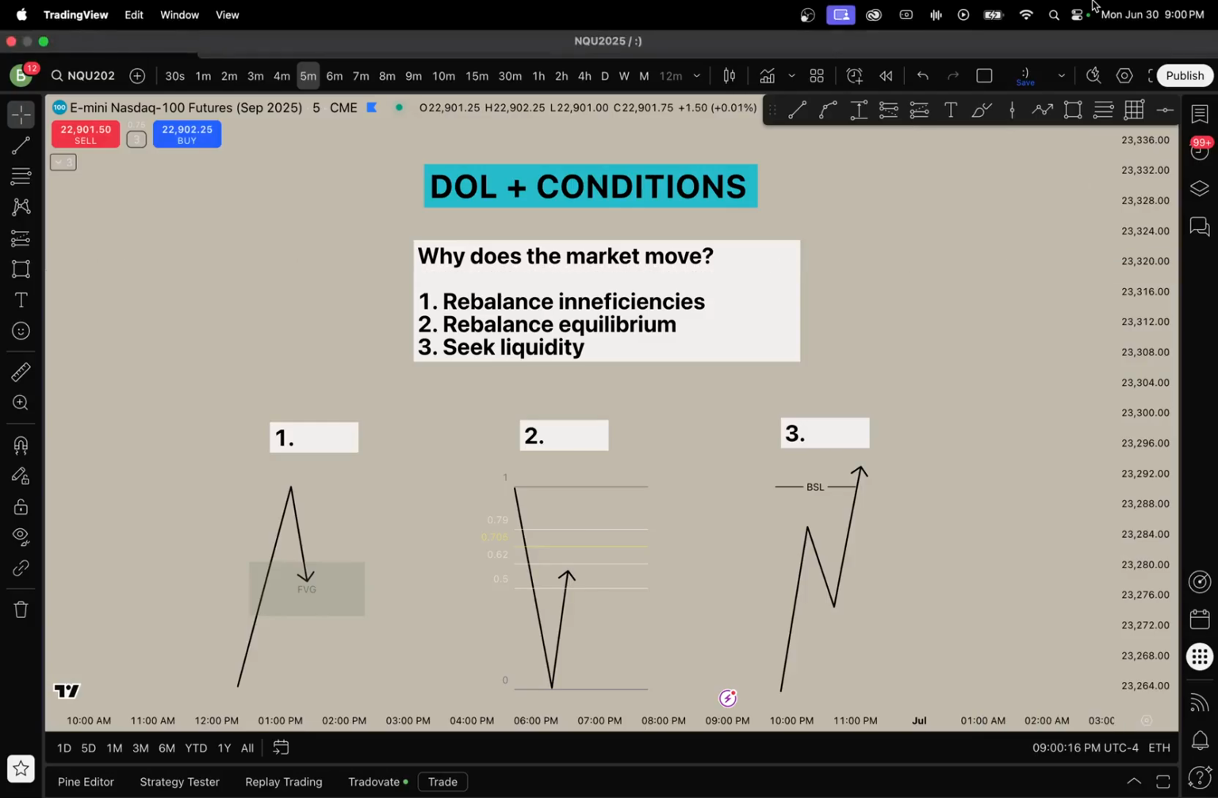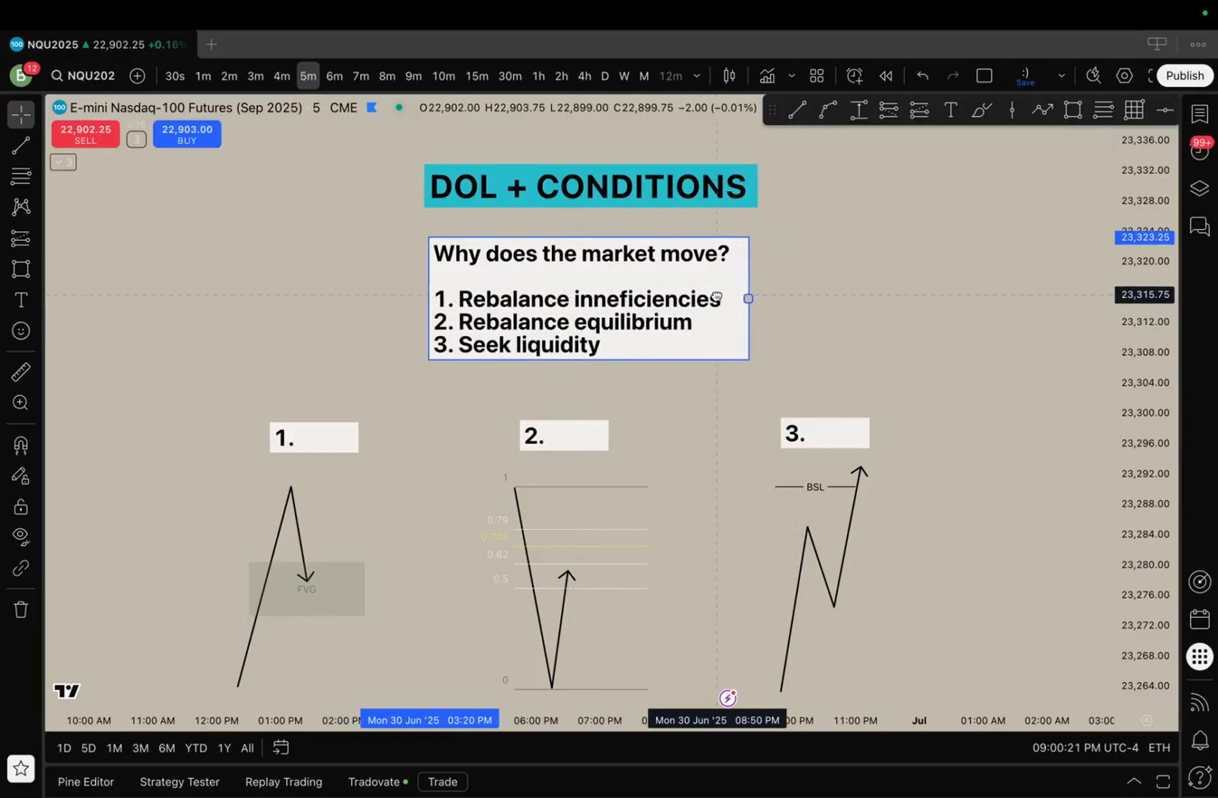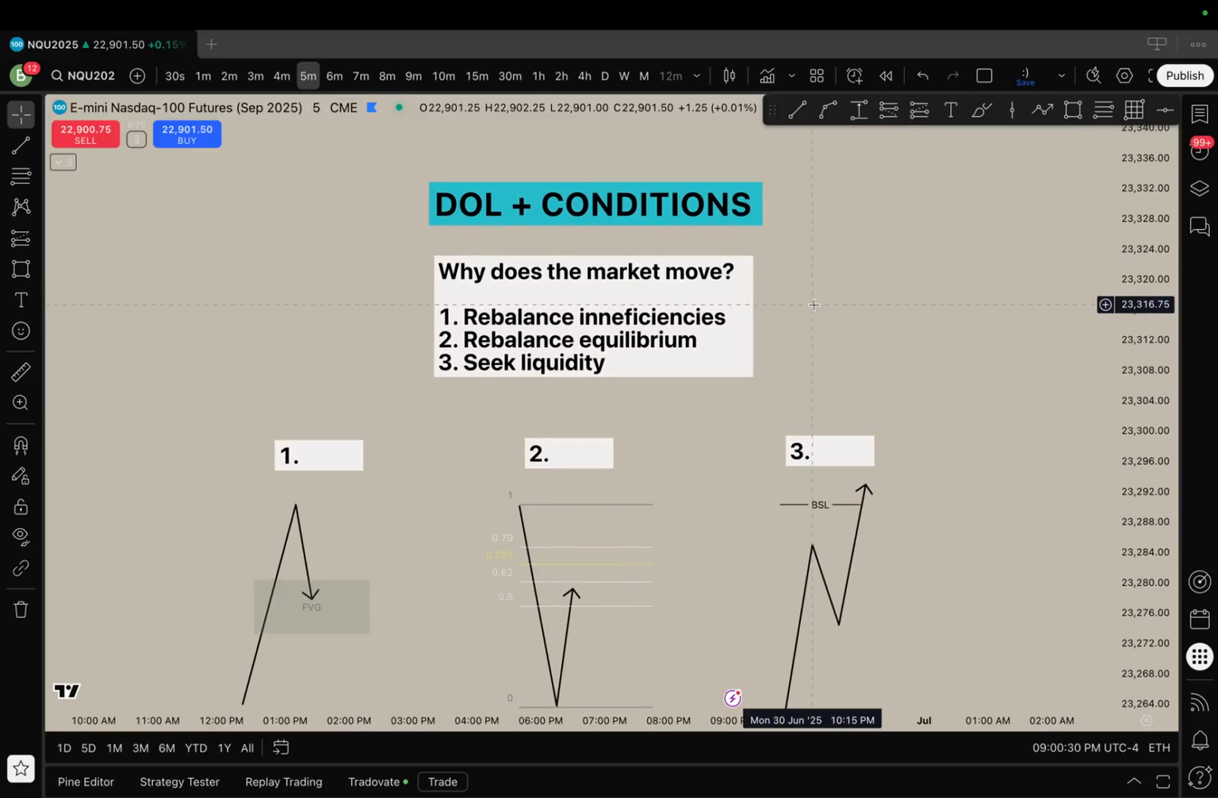First up, first question: why does the market move? This is the question that you have to be asking yourself: why does the market move? There are 3 reasons the market moves.